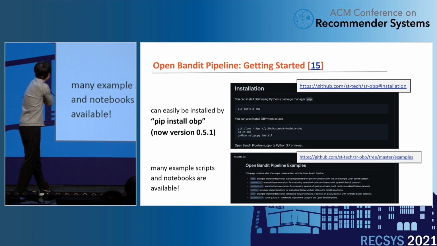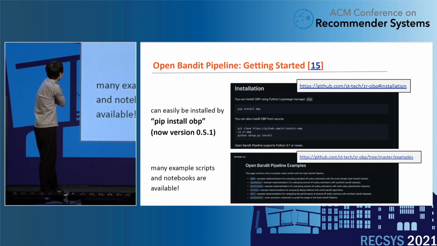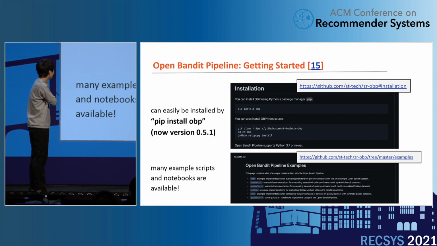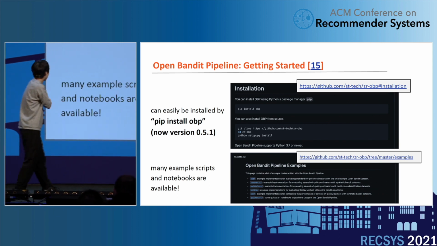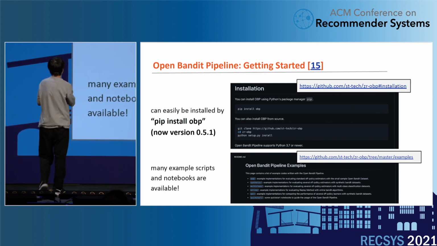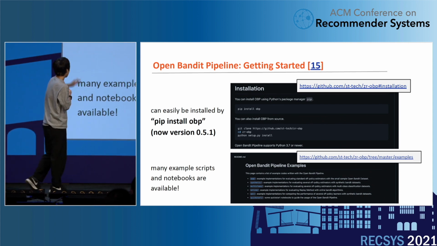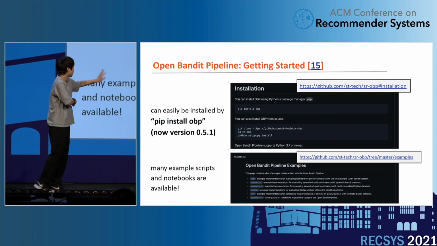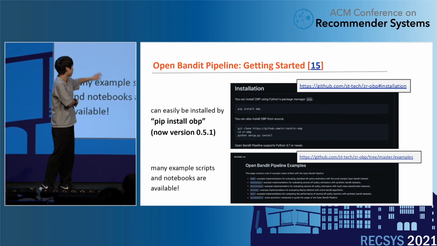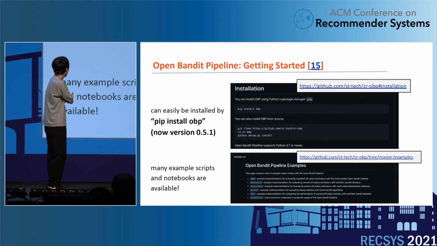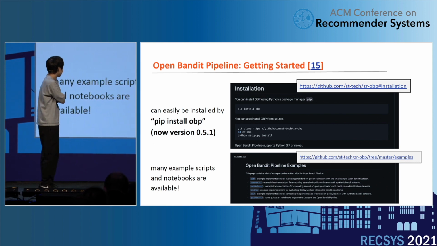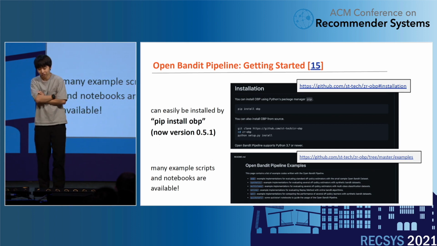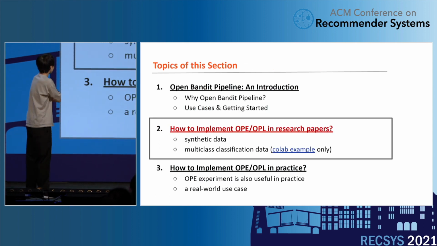You can just easily install the off-policy package with a pip install, of course. The newest version is 0.5.1. It's frequently updated, so please make sure that you have the newest version. And there are many example scripts and tutorial notebooks available on the GitHub repository. So if you're interested, please look at these tutorial example scripts or notebooks. Maybe they are very useful to understand what's going on in this package. So this is just an introduction.